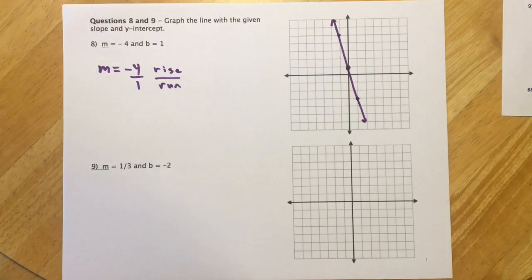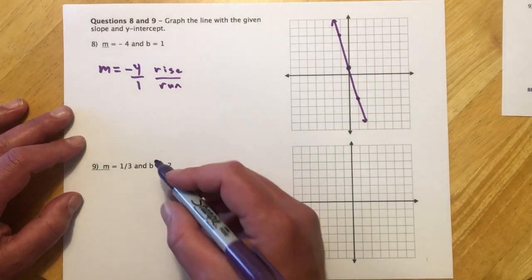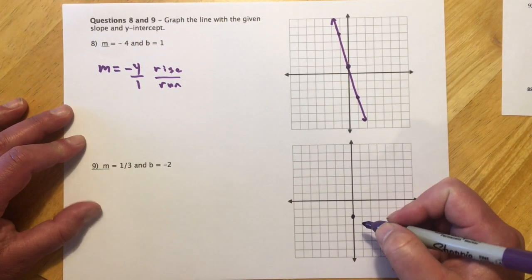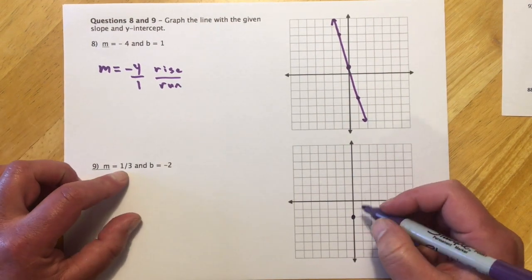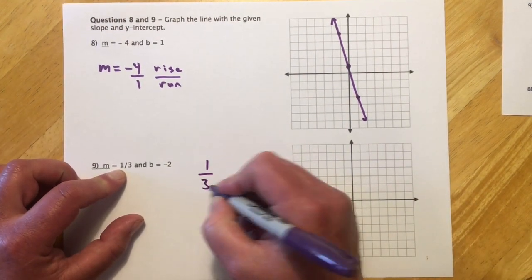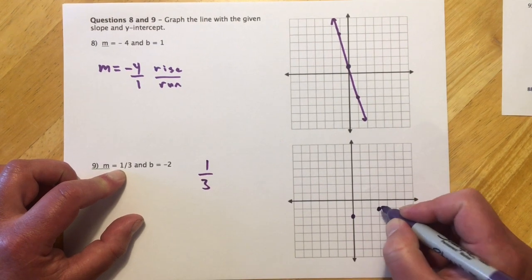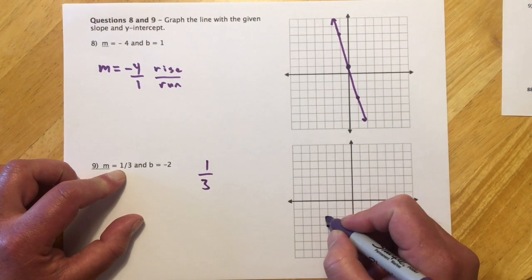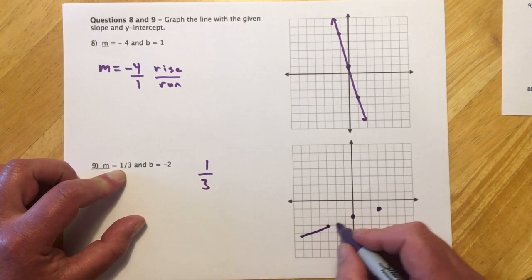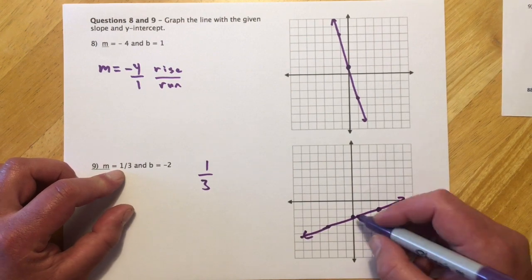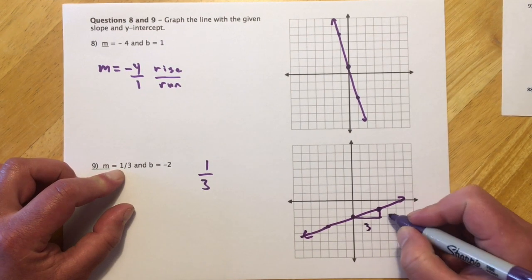And then for number 9, we have b is negative 2. So that would be right here. And then our slope is 1/3. So rise of 1, run of 3. And I'll kind of go over and down just to get that other point in the right spot. And that would be our graph. So there's our 3 and our 1.